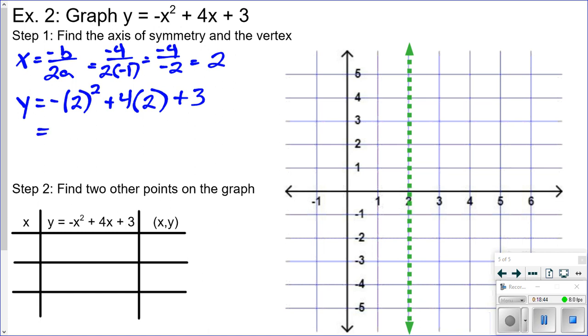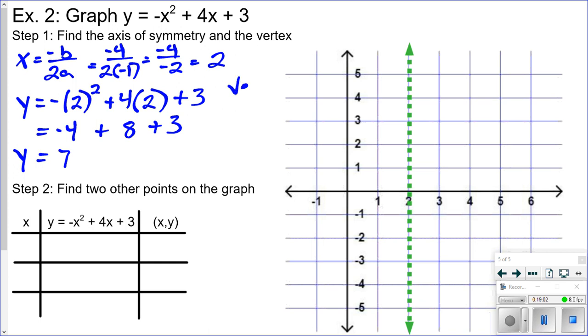So again, like I said, I'm going to do 2 times 2 is 4, and then I have this negative sign, and that's going to make it -4. And then 4 times 2 is 8, and then plus 3. So here comes my y value. -4 plus 8 is 4, and 4 plus 3 is 7.